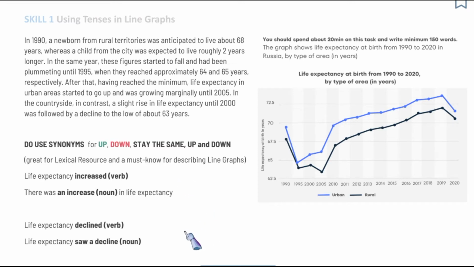And the same happens here in this example. Life expectancy declined as a verb, and life expectancy saw a decline, a noun. So this is how you can easily paraphrase ideas and paraphrase sentences in your report.